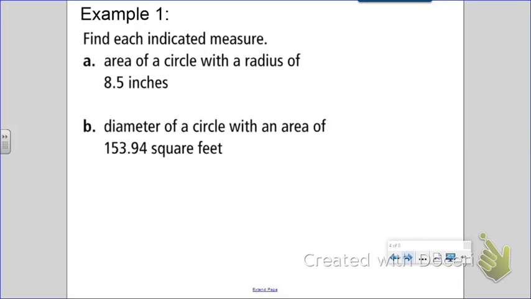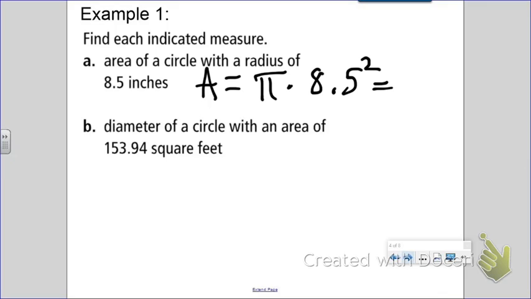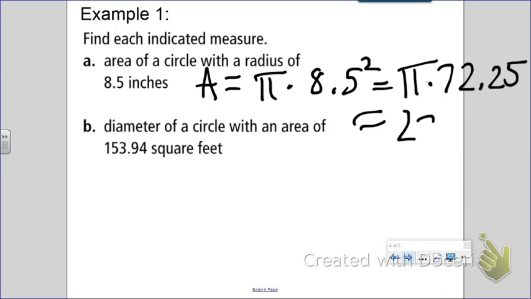In our first example, we're finding the area of a circle with radius 8.5. Area equals pi times radius squared. So 8.5 squared is 72.25, so it's pi times 72.25. That's the exact answer. And approximate is when we multiply that answer times pi, which is 226.98 for our answer.